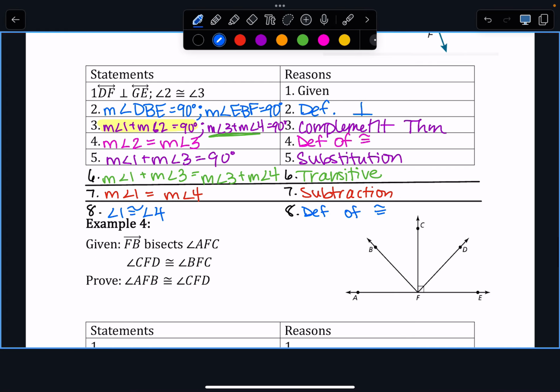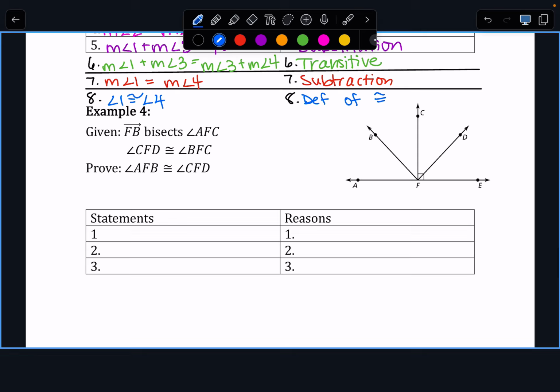You know what? I'm feeling brave. I'm going to give you a couple minutes to see if you can do example 4, you and your elbow partner. I did it in 3 steps as long as I put both of my givens in number 1. If you want to put your givens in 2 separate boxes, then you'll need 4. Just talk through it, see what you can do.